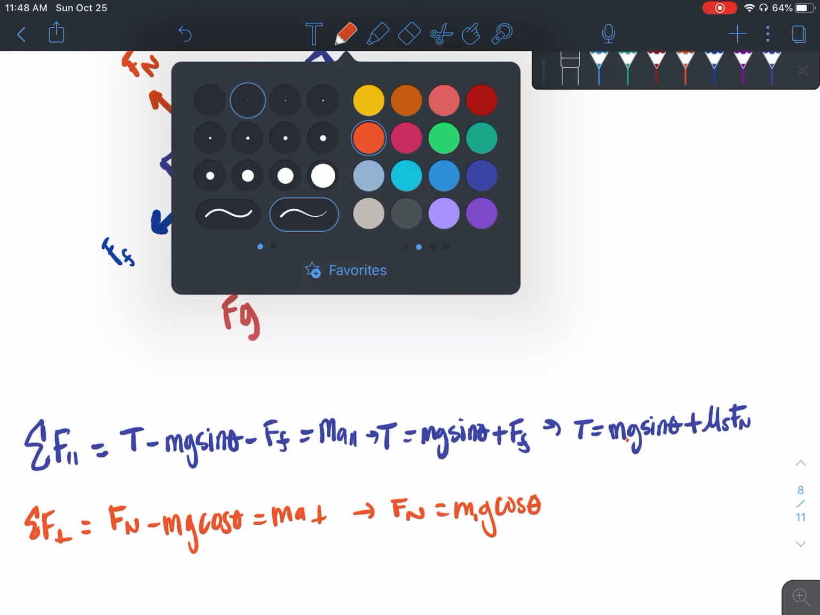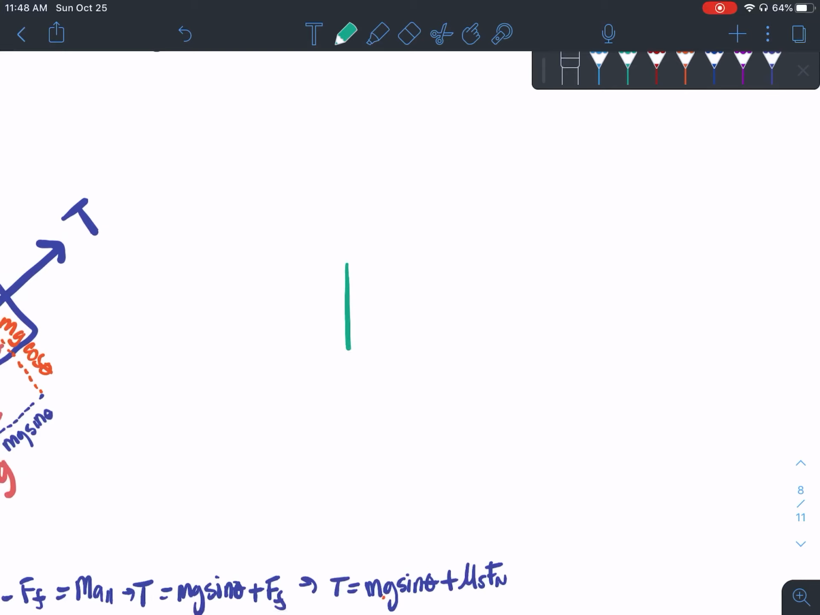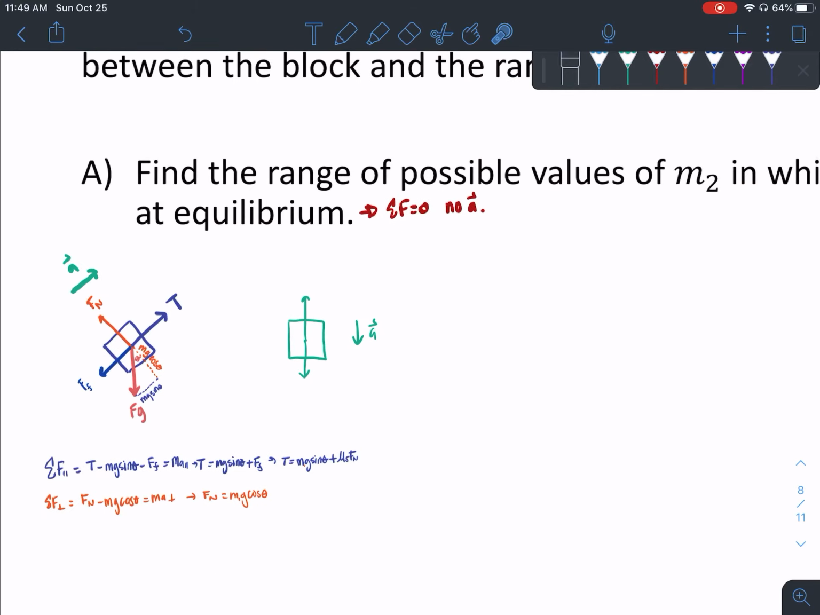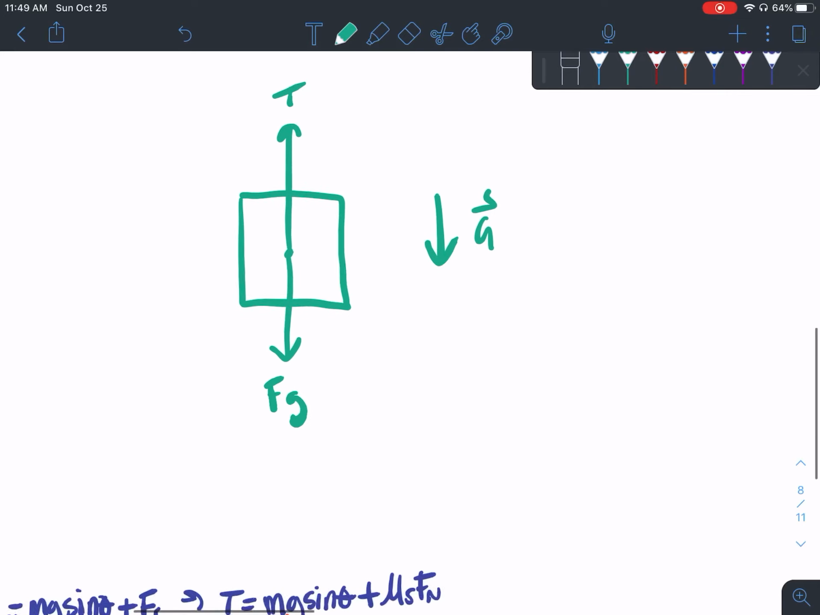So now I need to go ahead and look at my second box. The second box would be moving down in this case. So the acceleration vector would look like this. If this one's moving up the ramp, this one would be moving down the ramp. We have force of gravity, and we have tension. So that makes it very easy for us.